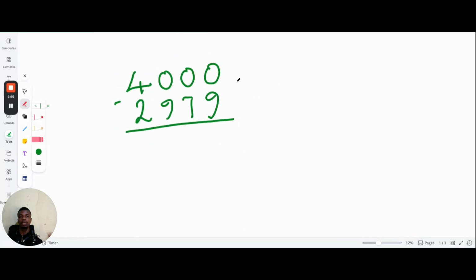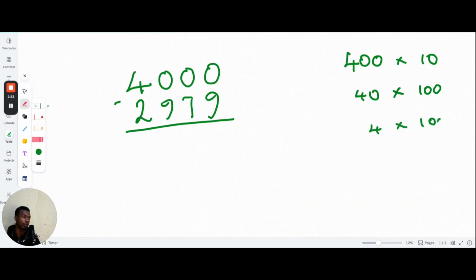Another way is the standard regrouping method. Now we have 4,000, and 4,000 basically means 400 tens or 40 hundreds or 4,000s. Now these are different ways to see it. Let's see it as 400 tens. We have 400 tens. When we take away 1 ten from 400 tens, this becomes 399 tens. The ten we took away from 400 tens, we're going to exchange it for 10 ones, right?